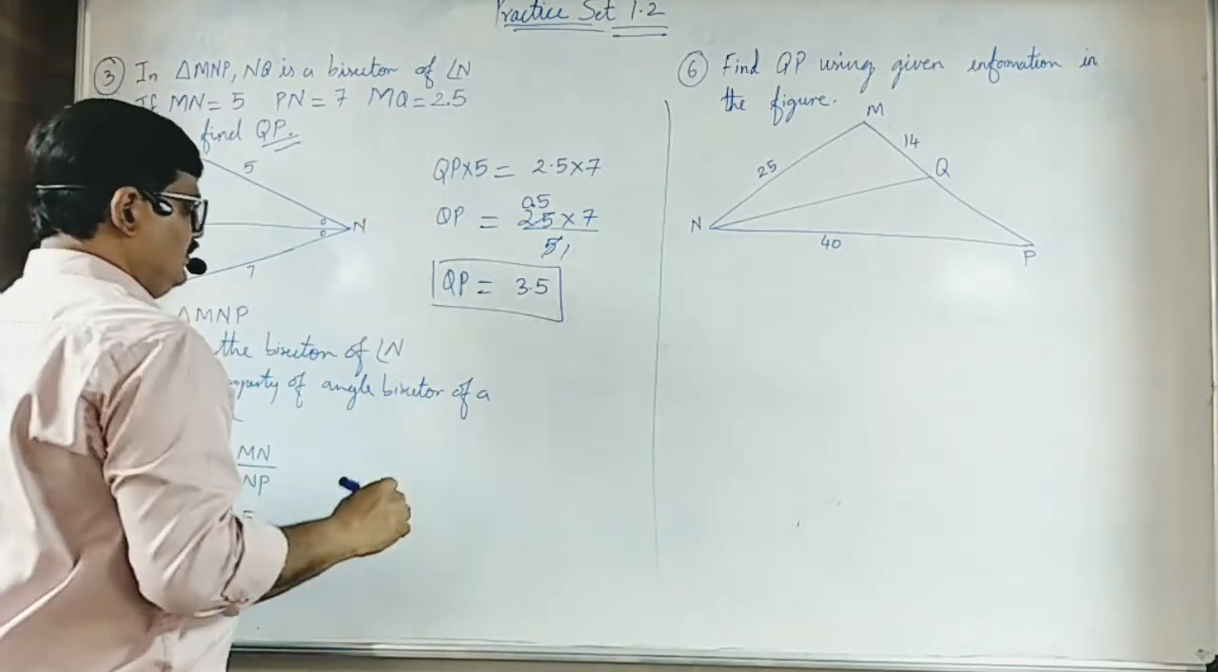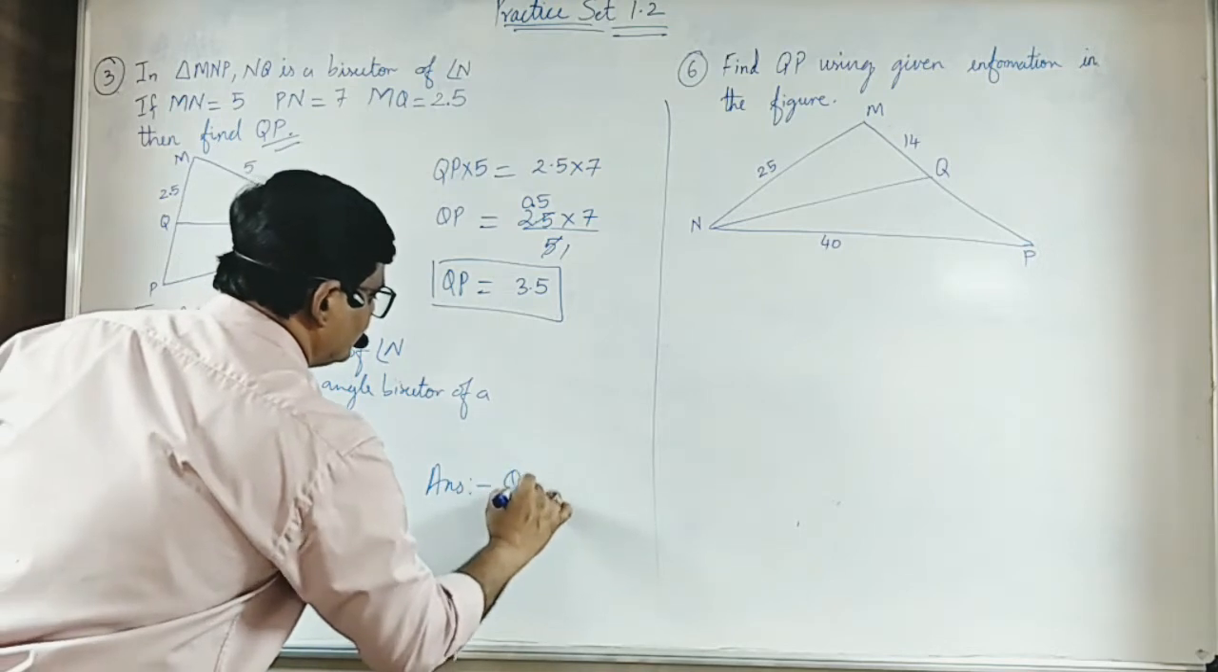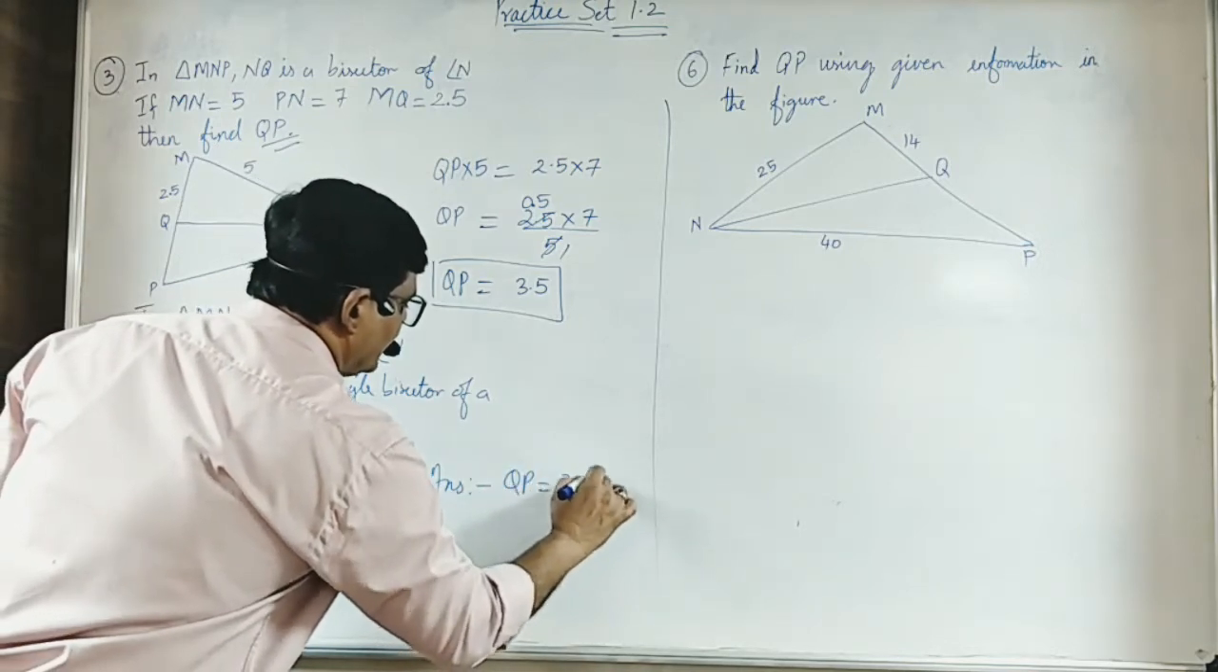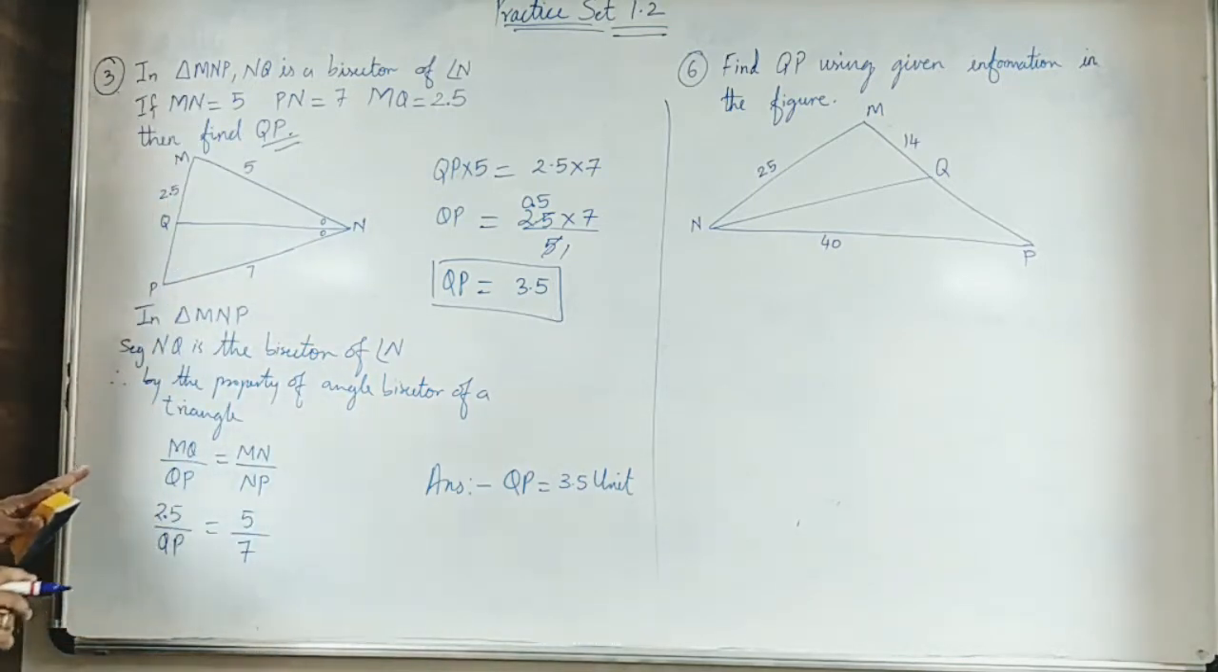And therefore, you have to write the final answer here: QP is equal to 3.5 units. You got that? So this is how we finish this so simple sum. Your question number 3 is over.